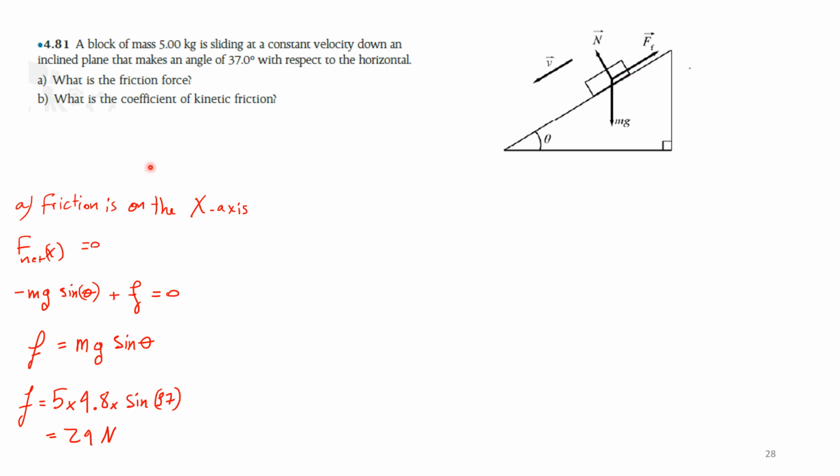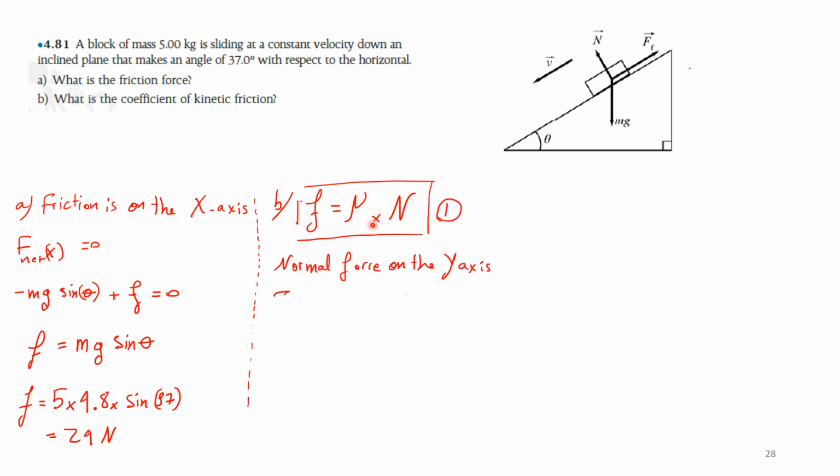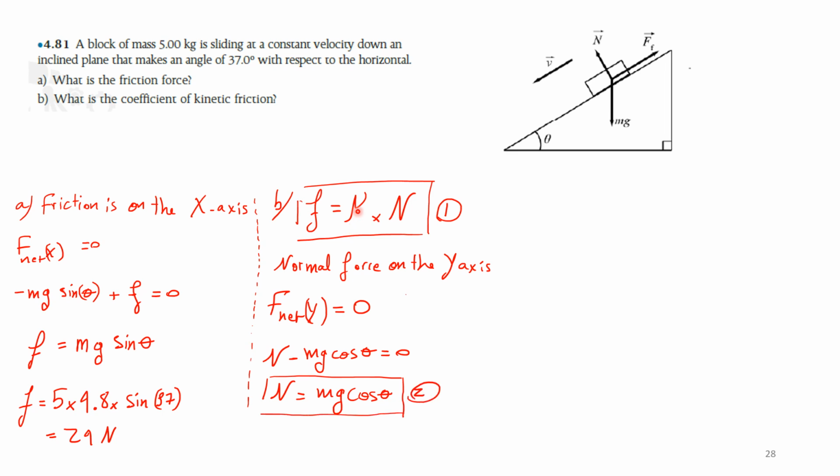Remember we are interested in the force of friction, so I need to calculate F. So F is equal to mg sine the angle. Mass is given, 5 kilograms, gravity, and sine the angle, which gives 29 Newtons in this direction. So we already calculated the friction force. Now moving on to the second part, calculate the coefficient of kinetic friction. So that's the coefficient of friction mu. We have to calculate mu.